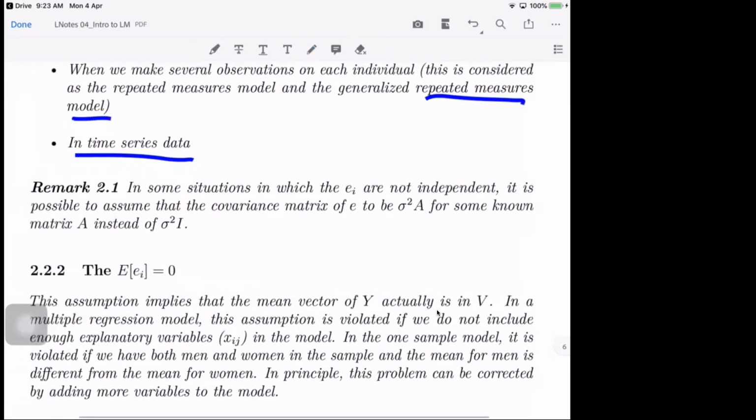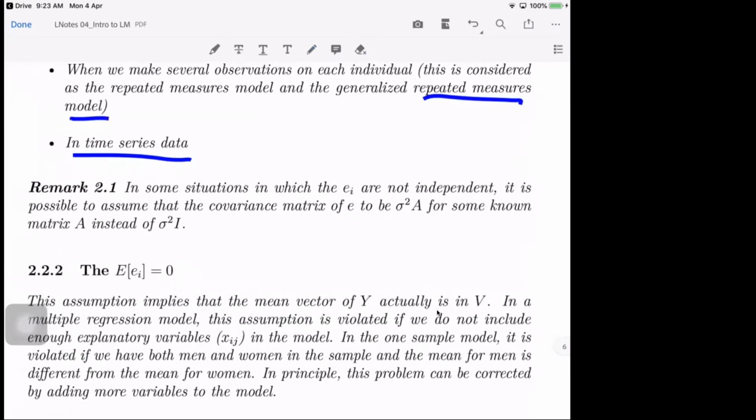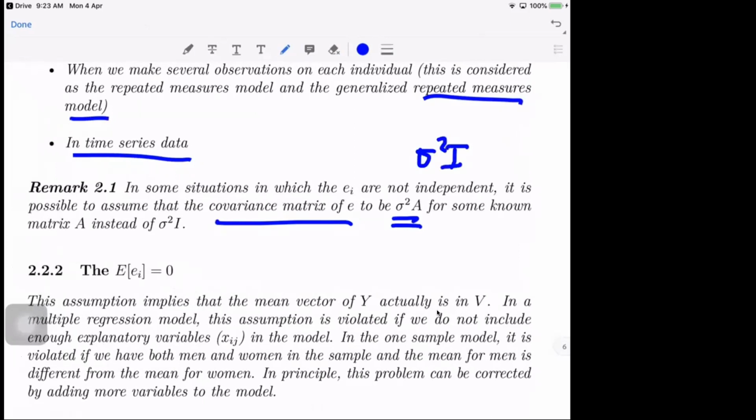So in some situations in which the ei's are not independent, or they are dependent, it is possible to assume that the covariance matrix of e follows sigma squared A instead of just sigma squared I. What you do is replace I by a matrix A, so that you can describe the components of non-independence in the variability of the ei's.